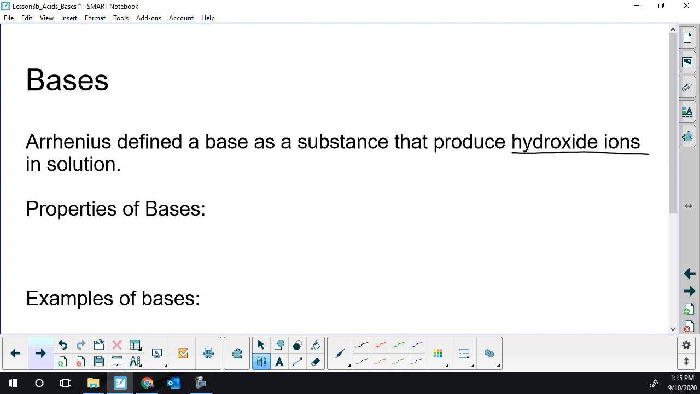This is one of those polyatomic ions that's on your sheet. You don't have to memorize. If you forget what it is, you go look it up. And hydroxide ions, or OH, and the O and the H together have a negative charge. It is one extra electron.